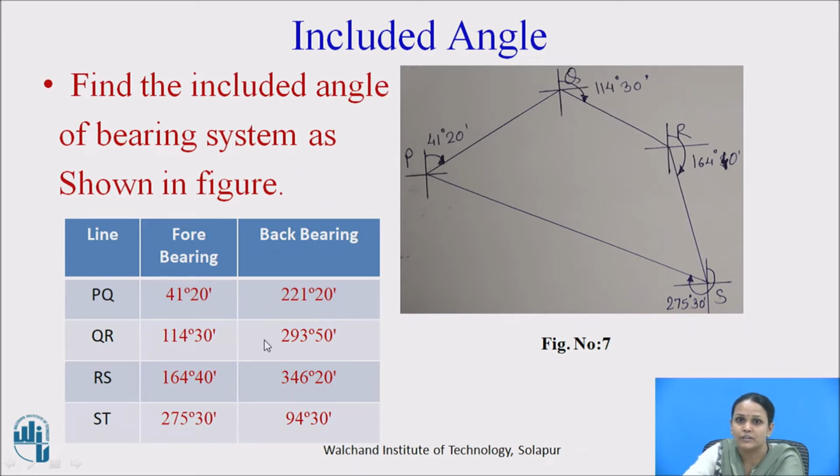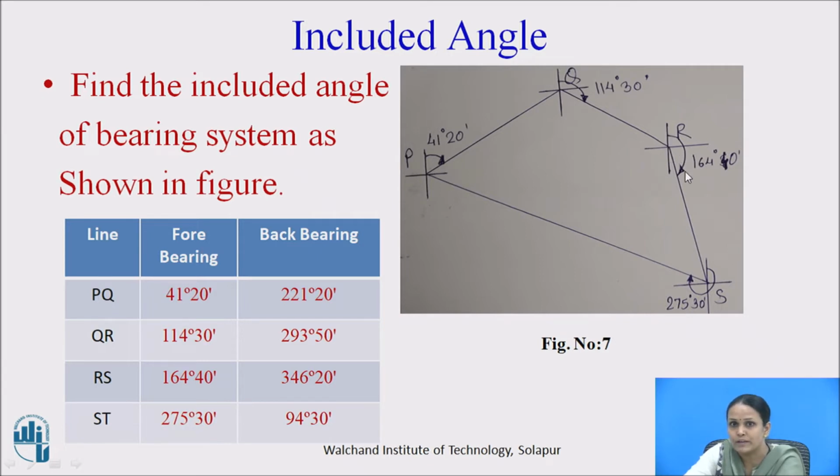It is less than 180 degrees, so it will lie in the second quadrant. So here the fore bearing of line QR is 114 degrees 30 minutes. Similarly for line RS, it is 164 degrees 40 minutes, so again it will lie in the second quadrant.